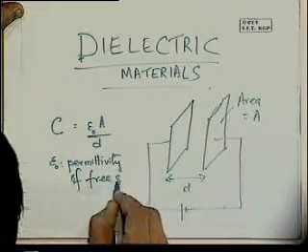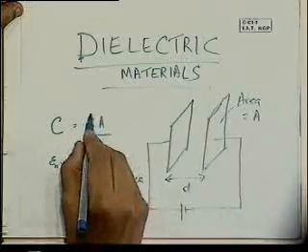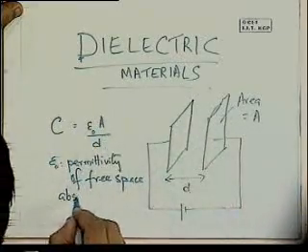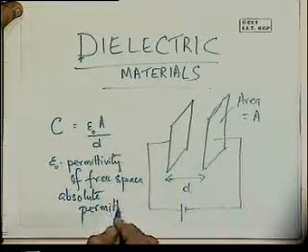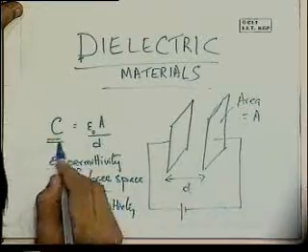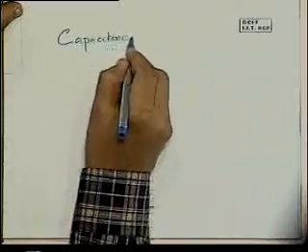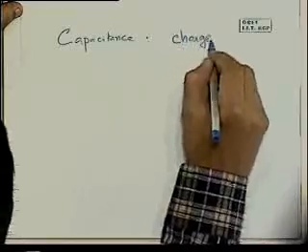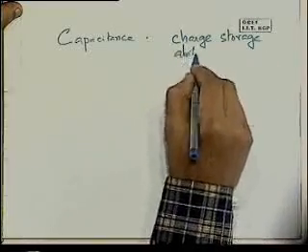Note that it depends on the area as well as the separation between the plates, and then this is something that has to do with the medium between the plates. And C is the capacitance, which we will define as the charge storage ability per unit voltage. For that system.